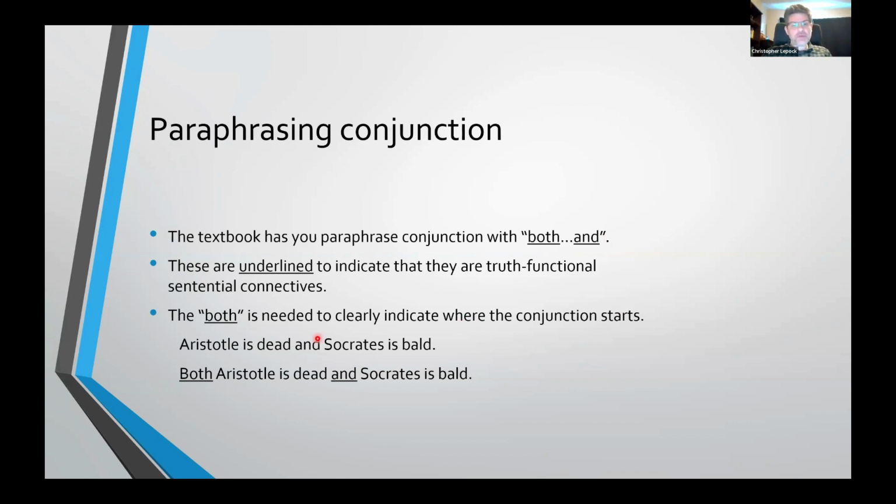The textbook uses the both to tell you where the conjunction starts, right? So in Aristotle is dead and Socrates is bald, you have both Aristotle is dead and Socrates is bald. That tells you where the middle of the conjunction is. That tells you where it starts. This is a very simple sentence, and so it's obvious where it's going to start. But if this was a compound of a larger sentence, you might actually need something that tells you where the conjunction starts.